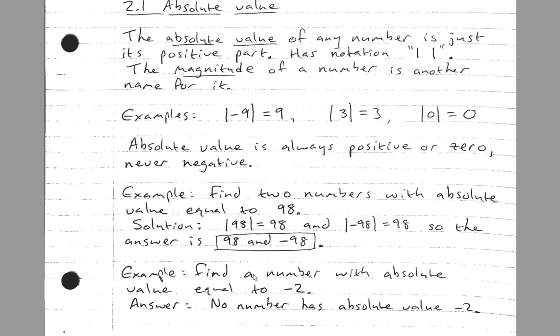But this one, yeah, it's more like a trick question. Find a number with absolute value equal to negative 2. Well, absolute value is always positive or 0, so yeah, there's no way to get absolute value negative 2.